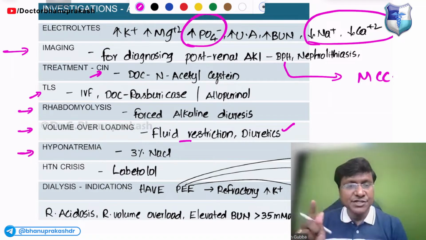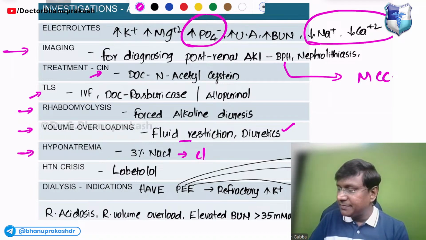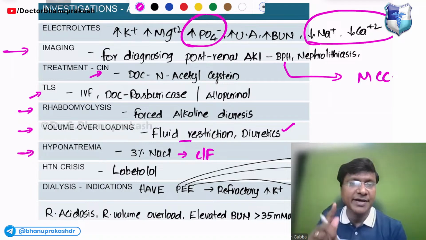And these patients have to be given 3% sodium chloride only when they develop clinical features like altered sensorium as well as seizures because of dilutional hyponatremia.